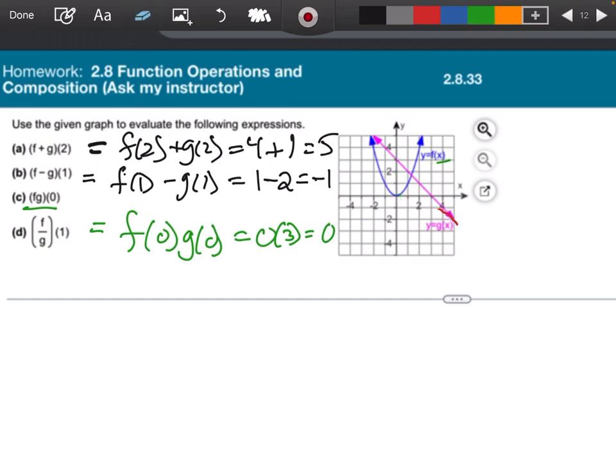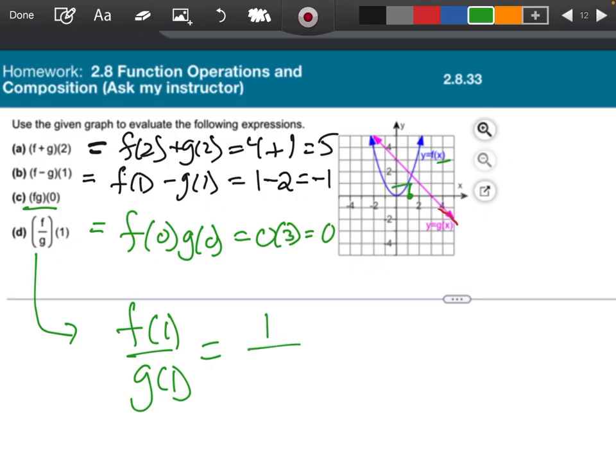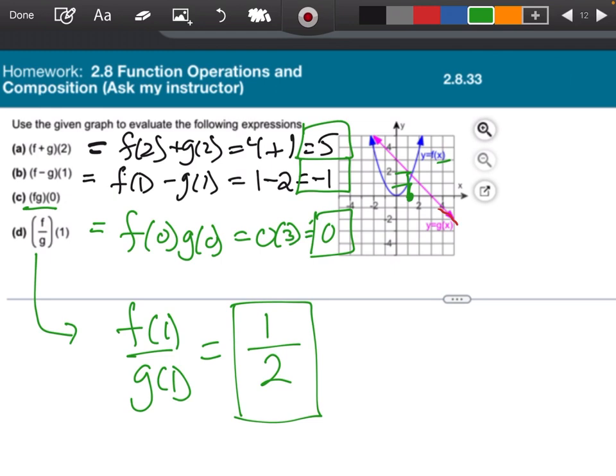Okay. And then we got one last one, part D. We're going to find f of 1, and we're going to divide it by g of 1. Okay, so here we are at 1. To hit my f function, y'all, I'm going to go up. We go up one spot, so that number is 1. G of 1, I'm going to come back here. I'm going to go up. Looks like we go up two spots, so 1/2. So for part A, I have 5. For part B, I got -1. For part C, I got 0. And for part D, I got 1/2, okay? Y'all have any questions? Let me know. I'm happy to help.